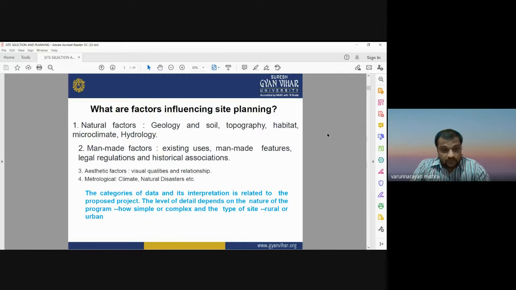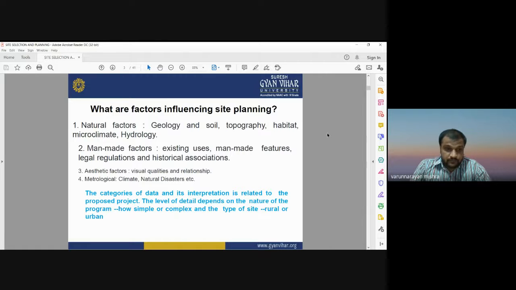Some are natural factors, and some are man-made factors. The natural factors include the geology of the study area, soil type, topographical information, habitat, microclimate, and hydrology. These mostly affect the selection of a site when we are going to construct a new building or any kind of infrastructure development. There are also several man-made factors, such as existing land use, different man-made features, and legal regulations. We have to follow rules and regulations for the construction of any infrastructure or developmental activities, and historical associations are also there.